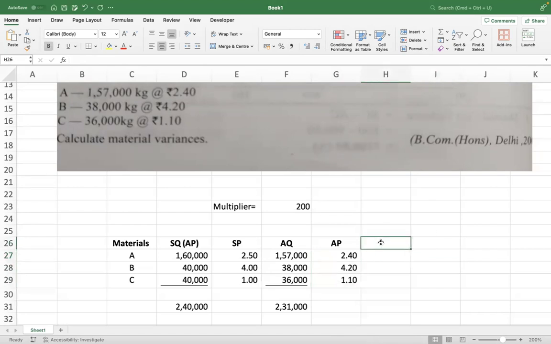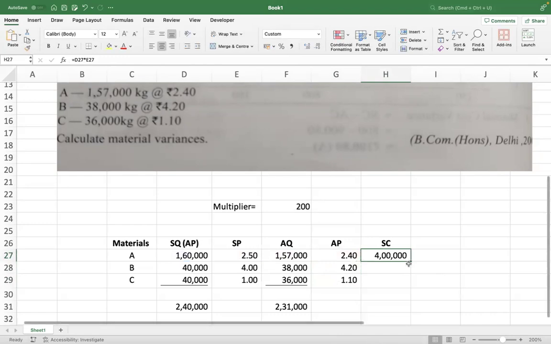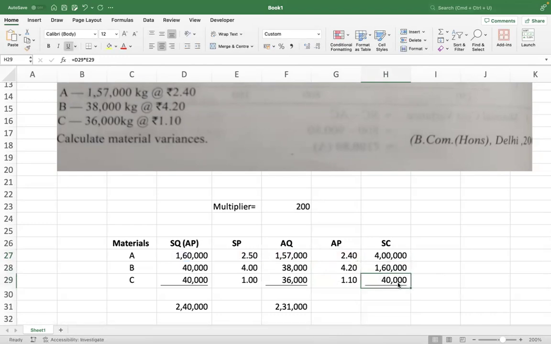Now, how will you get your standard cost? Standard cost is standard quantity multiplied by standard price, isn't it? So your total standard cost is 600,000. You pay attention now. You will get the video recording. Don't worry. You can check it later. Standard cost is nothing but cost per kg into kgs. Price into quantity. That's your standard cost.